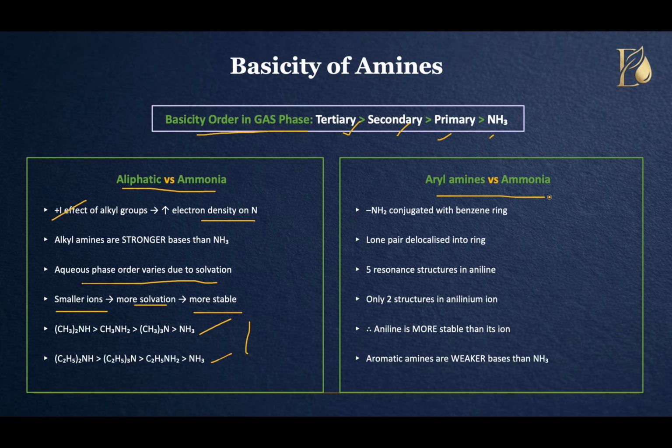In aryl amines versus ammonia, NH2 is conjugated with the benzene ring, and the lone pair is delocalized into the ring. So 5 resonance structures are possible for aniline, and only 2 resonance structures in the anilinium ion, which is the conjugate acid. Therefore, aniline is more stable than its ion. So aryl amines are less basic than ammonia. So we can say aromatic amines are weaker bases than ammonia.